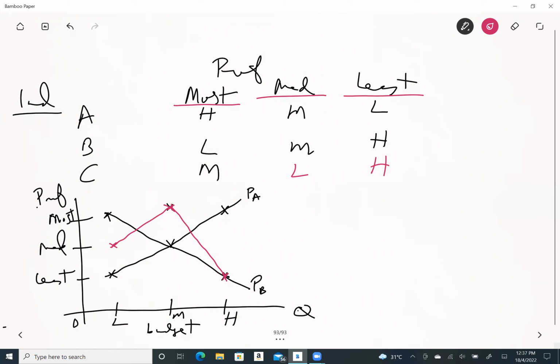Okay, any question about this? Kita kena faham dulu. So you got the individual, you got the preference. Okay, A. Saya tengah buat ni. Kalau go to the next page.